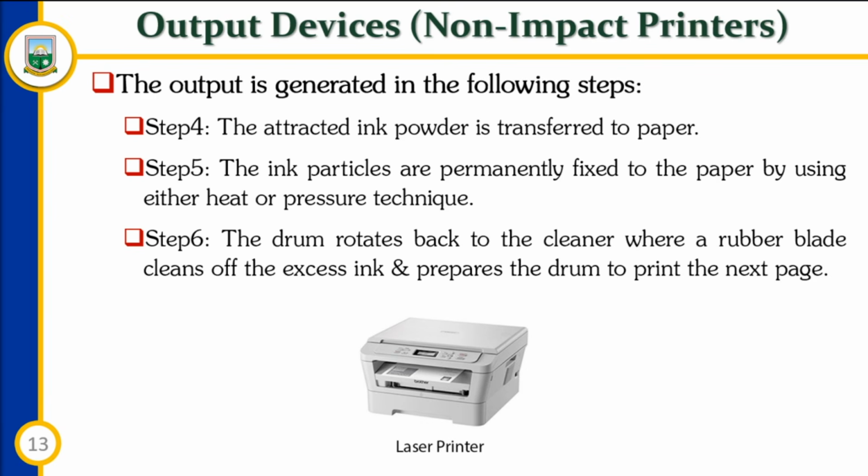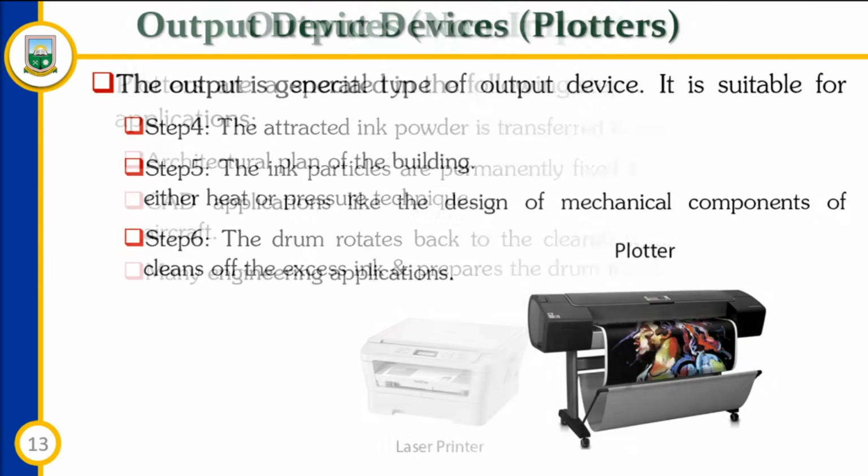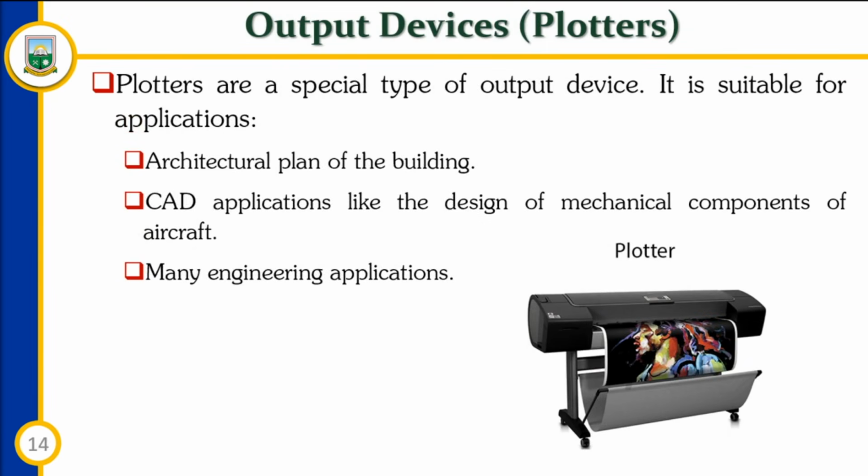Now we've already talked about the output devices, and the most widely used ones being the printers and also the plotters. So we've dealt with the printers. Now let's briefly talk about the plotters as well. A plotter is also an output device. It does the printing of huge print area or print material.